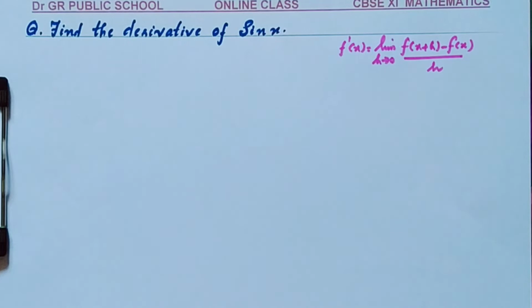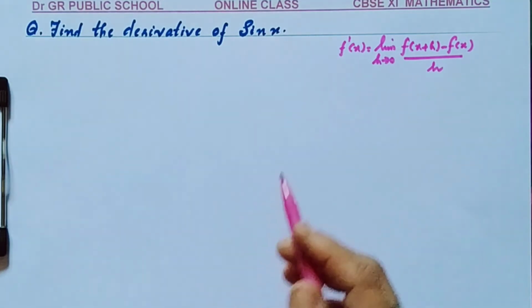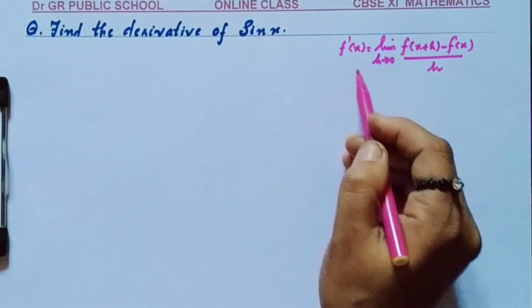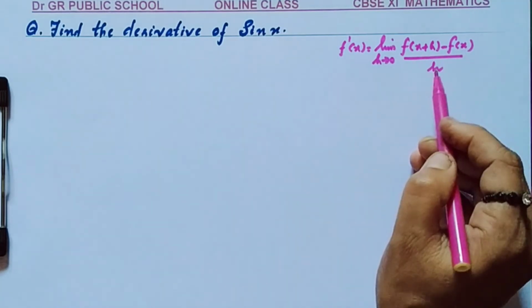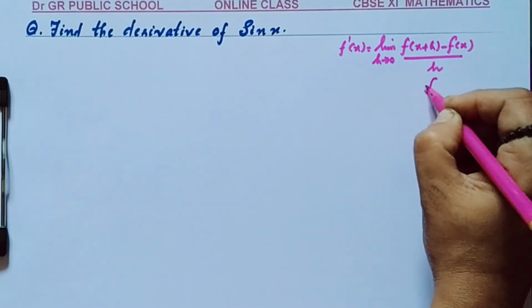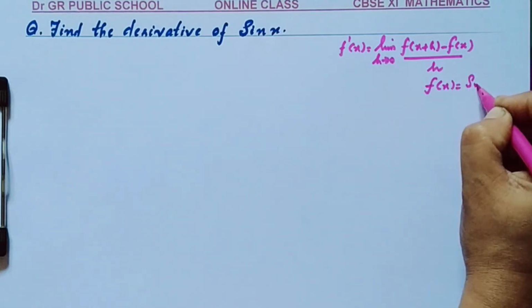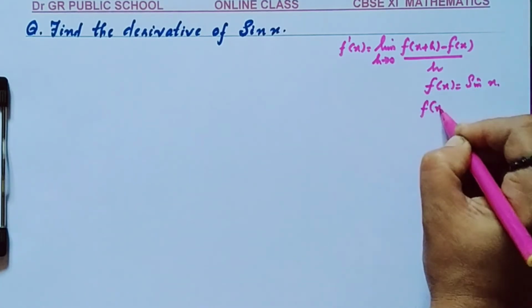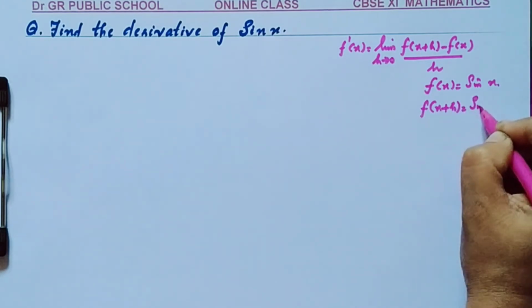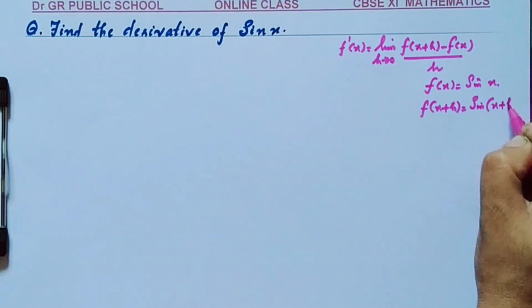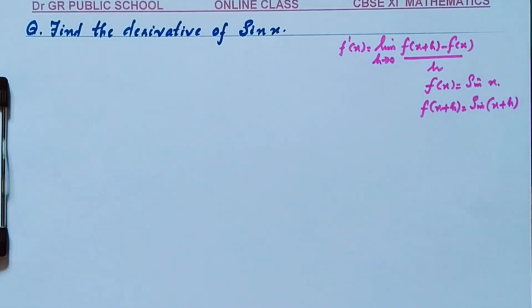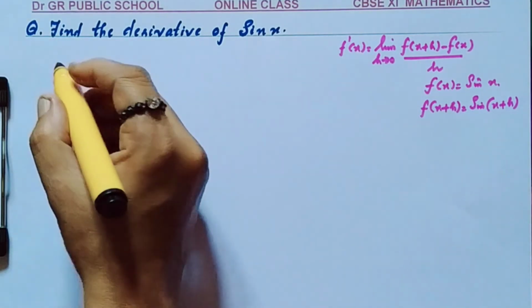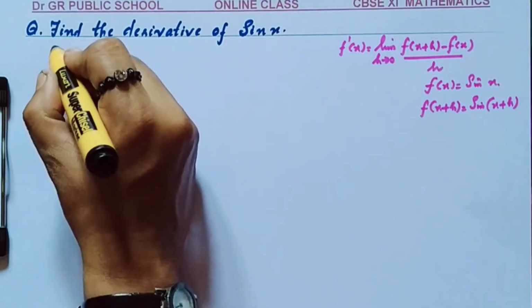Now we can study how to find the derivative of sin x. Sin x is a trigonometric function. The derivative can be found by using the first principle, f dash x equals limit h tends to 0, f of x plus h minus f of x by h. Here your given function f(x) equals sin x. Then f of x plus h becomes equal to sin of x plus h. When on the left side you replace x with x plus h, on the right side also replace x with x plus h. Okay, we can find that. Let the given function be, let f(x) equal sin x.